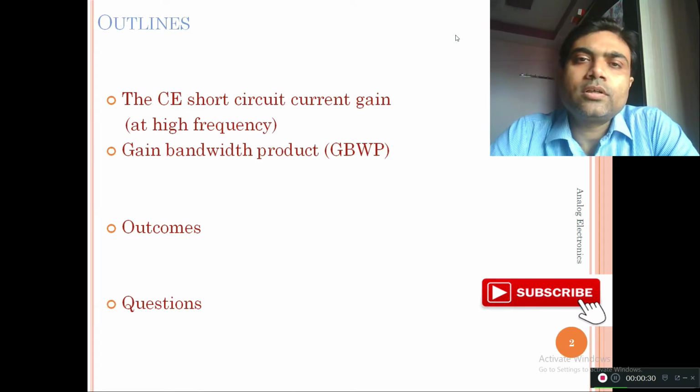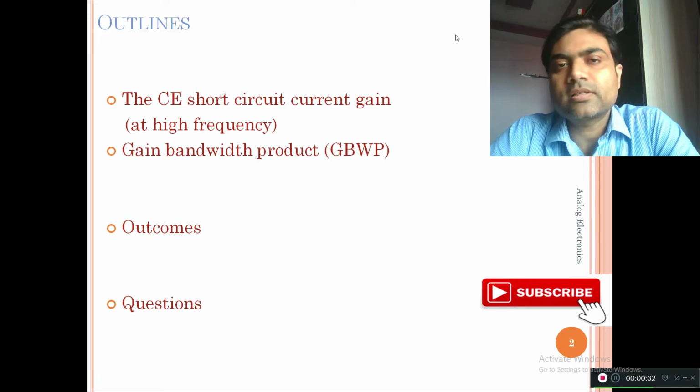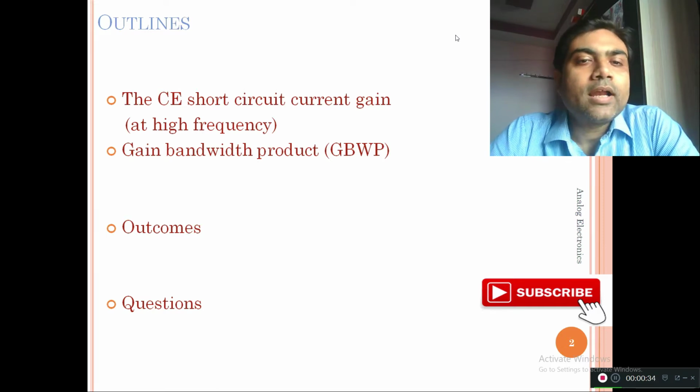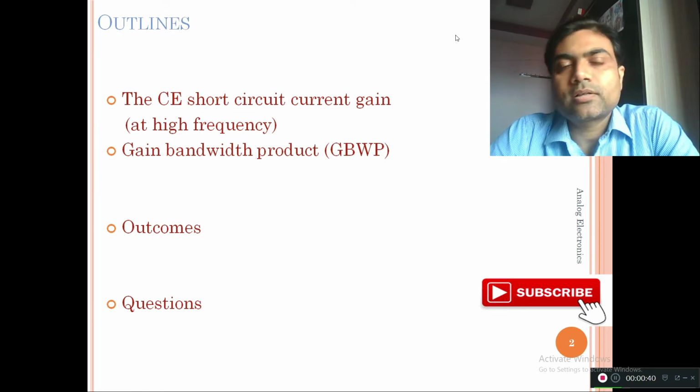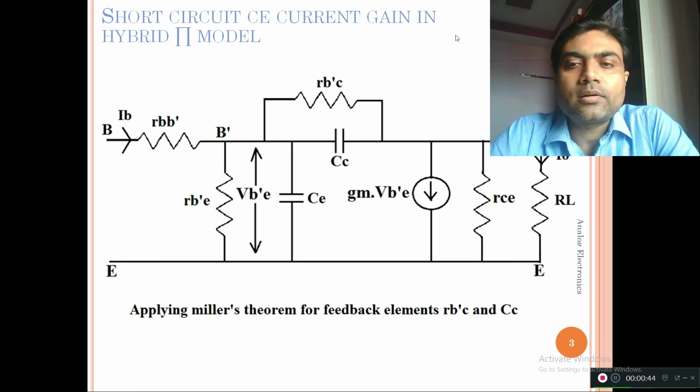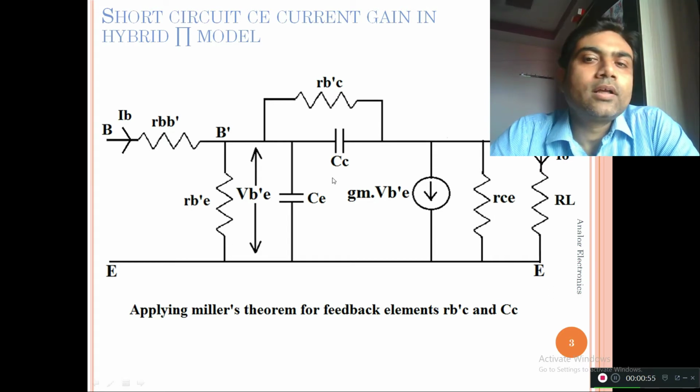So today we are going to discuss the short circuit current gain at high frequency, using the hybrid-pi (Giacoletto) model as we have been discussing in this unit, and then we will discuss the gain bandwidth product, the outcome of today's lecture, and what kind of questions can be asked related to the current topic. Look at this diagram which we have been studying in this unit, and all the components have already been explained.